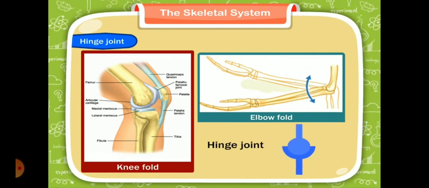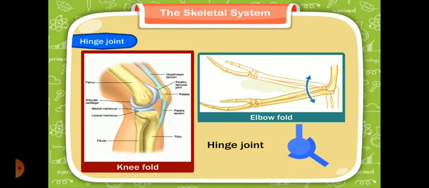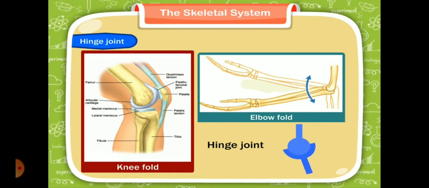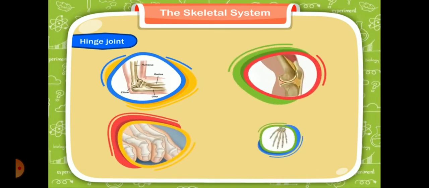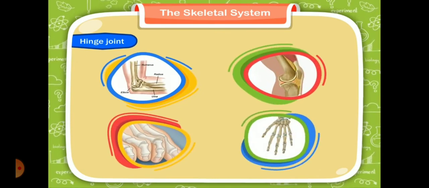In hinge joints, convex surface of one bone fits smoothly into concave surface of the second bone. This type of movable joint allows the knees and elbows to move only in 2 directions like a door. The hinge joints are very strong, but they move easily. Our elbows, knees, toes, and fingers have hinge joints.